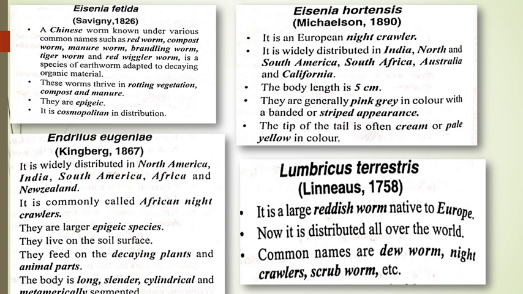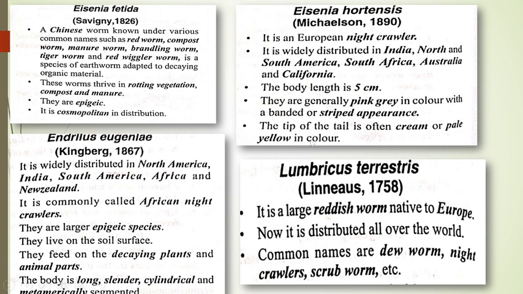This earthworm body is long, slender, cylindrical and metamerically segmented, meaning having long segments all over the body. The fourth species is Lumbricus terrestris. It was discovered by Linnaeus in 1758. It is a large reddish worm native to Europe, but it is also found all over the world in recent times. It can be identified by common names such as dew worms, night crawlers, scrub worms.